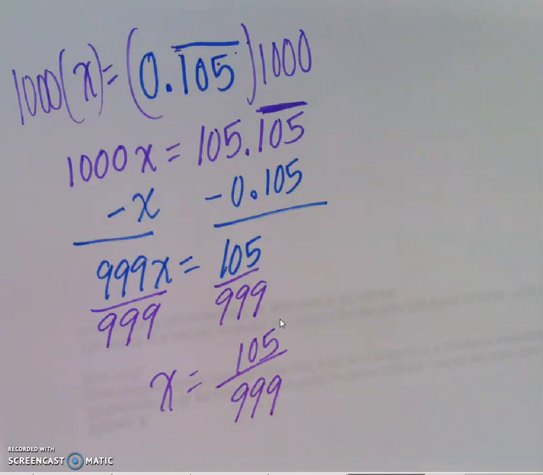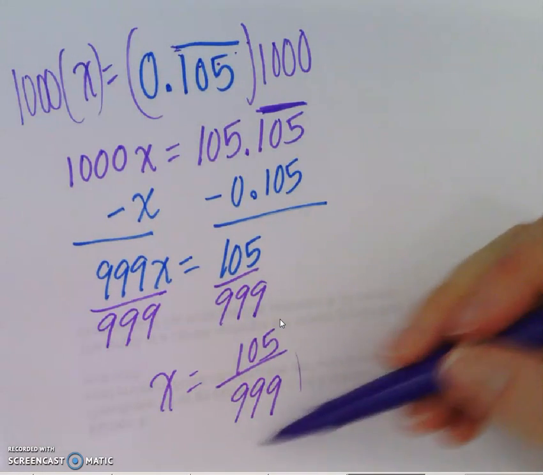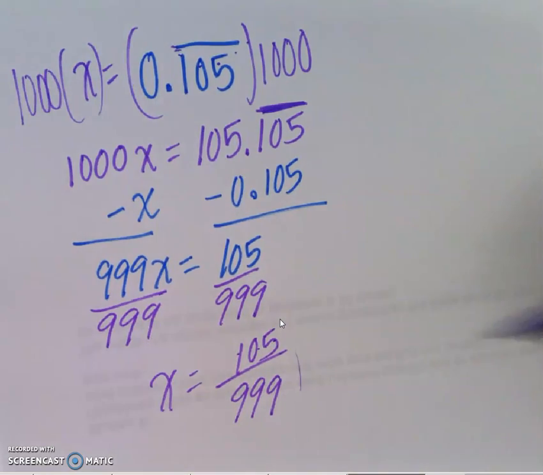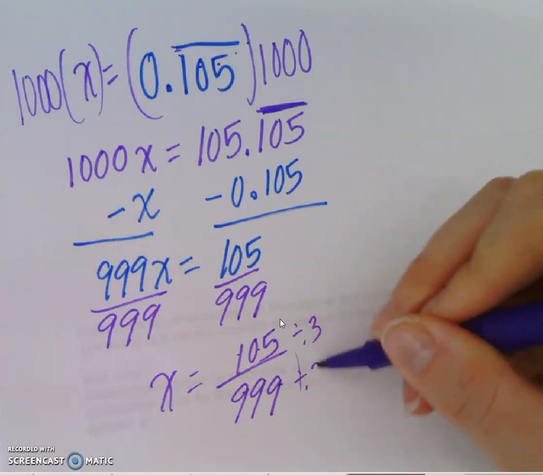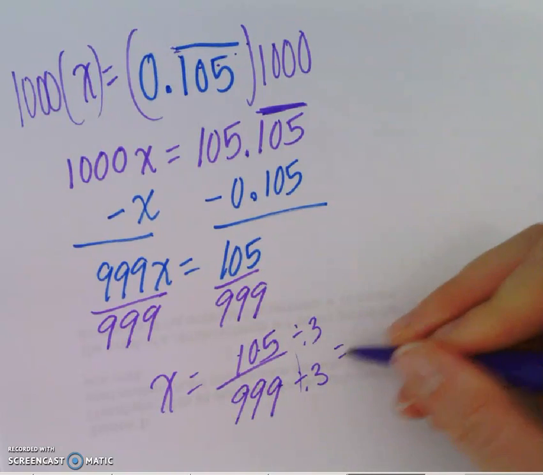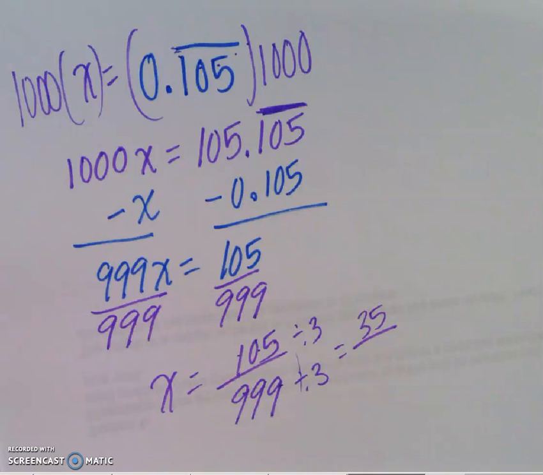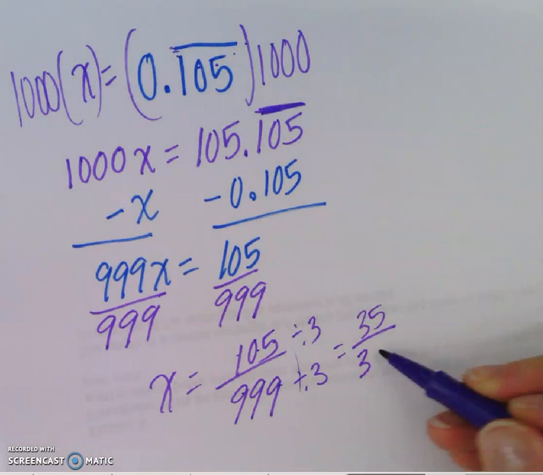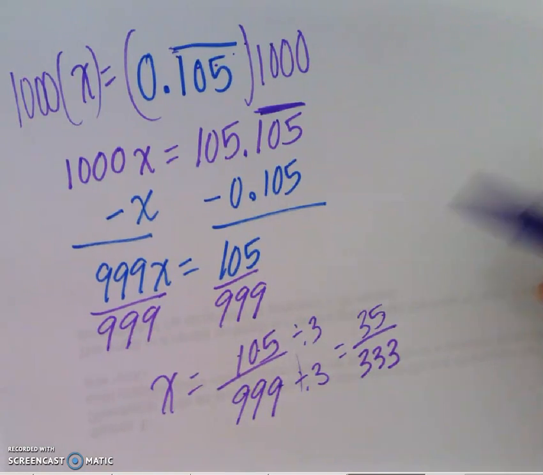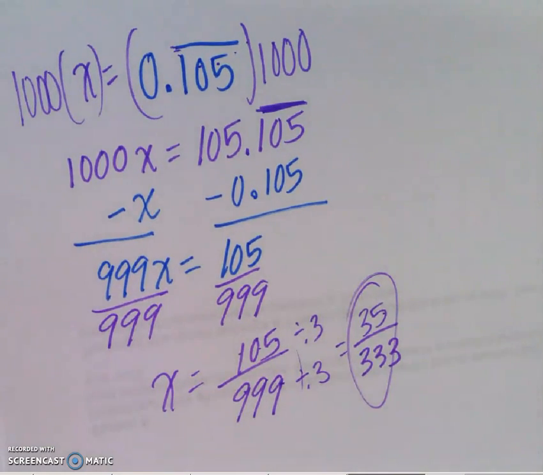Again, think about your divisible by 3 trick. This is the unsimplified version. 1 plus 0 plus 5 is 6. 3 goes into 6. 9 plus 9 plus 9, 27. 3 goes into 27. So I'm going to divide my numerator and my denominator by 3, and what do we get? 105 divided by 3 is 35, and 999 divided by 3 is 333. So let's see if we can do it again. 5 plus 3, well, that's 8, so 3 doesn't go into that. So this is our final answer.